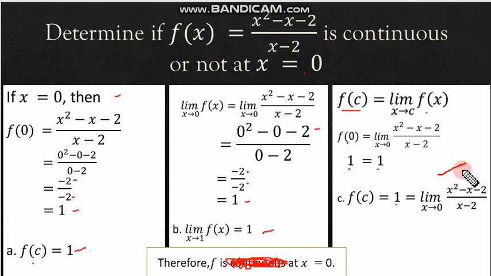So we also satisfy the third condition. Therefore, our function is continuous at x is equal to 0.